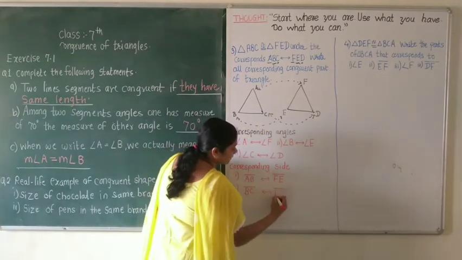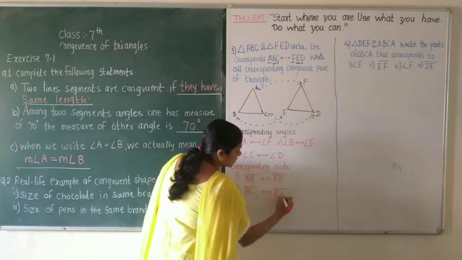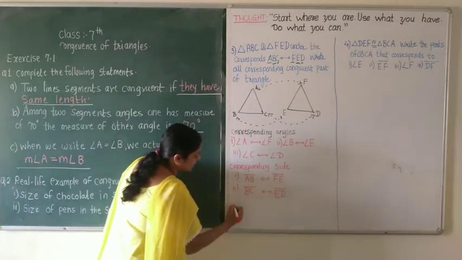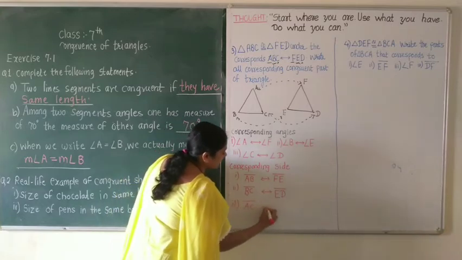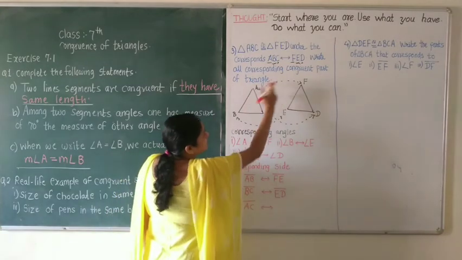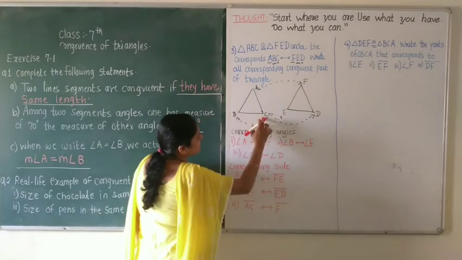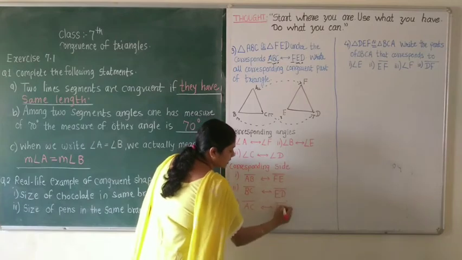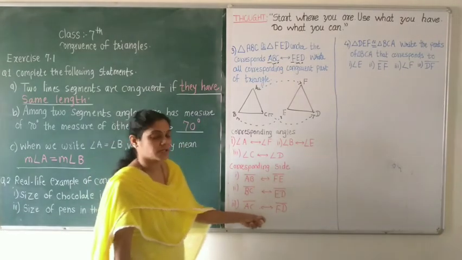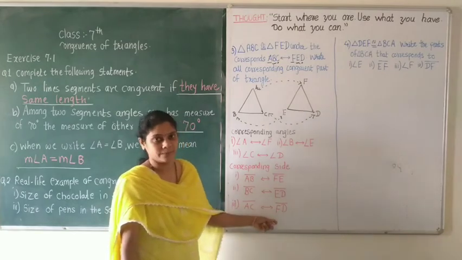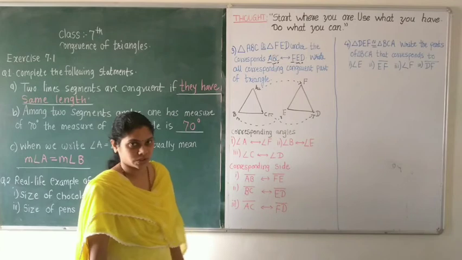So we will write here first of all E. Then C corresponds to D. So we will write here D. Then the third side is segment AC and it corresponds to, A corresponds to F. So we will write here first of all F and C corresponds to D. So we will write here D. So segment AC corresponds to segment FD. Like that we can solve this third question.